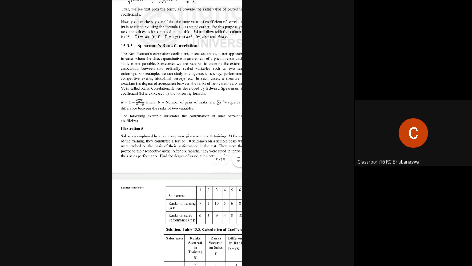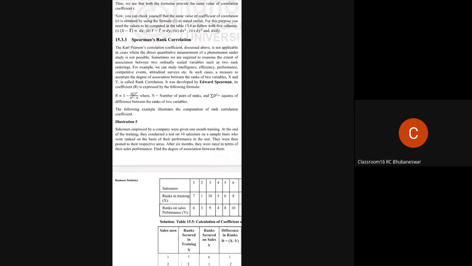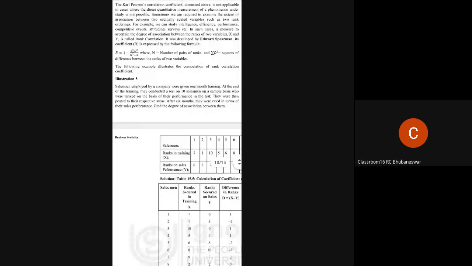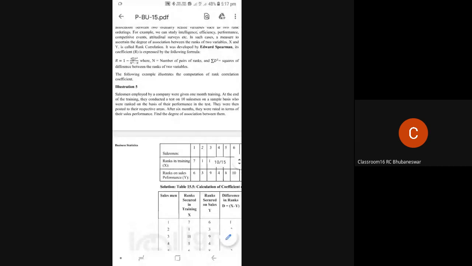So Spearman's rank correlation is given as 1 minus 6 sigma d square divided by n cube minus n. Here n is the number of pairs of ranks, and sigma d square is the sum of squares of differences between the ranks of the two variables. First, ranking is done. Whatever variable is given, rank will be assigned as per the highest value.